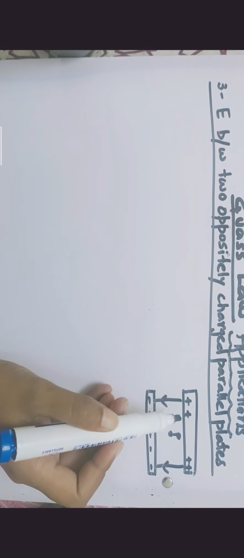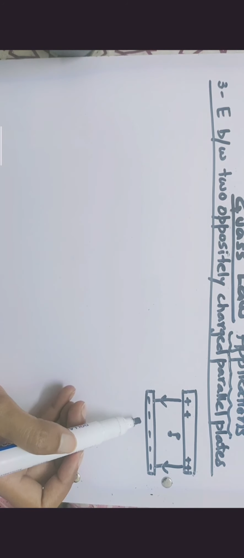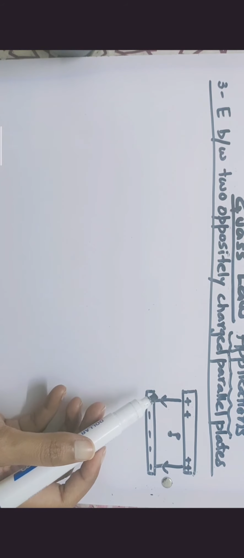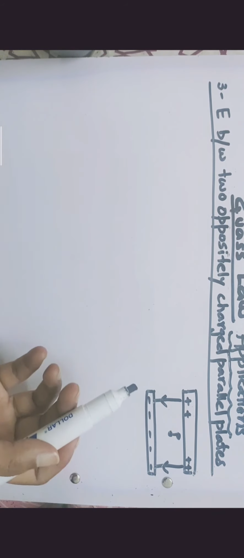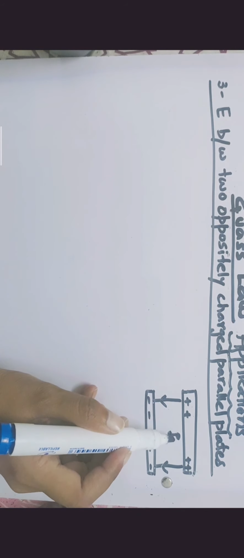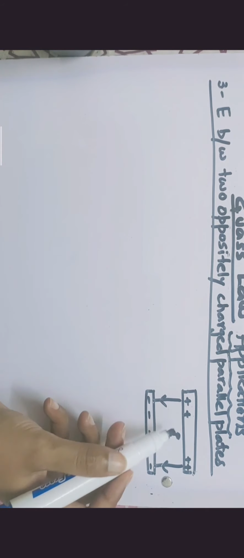Now coming towards the third application of Gauss's law, which is basically E between two oppositely charged parallel plates, right? We have taken two parallel plates, one with positive charges, another with negative charges, and the field is definitely in the downward direction. And there is a point in the center, that P point, on which we have to determine E.